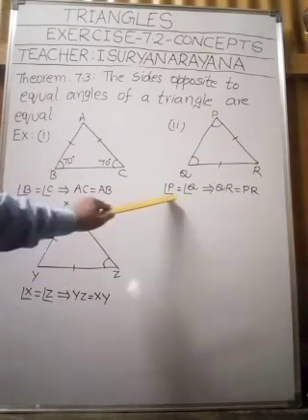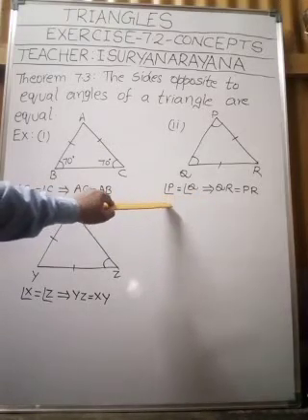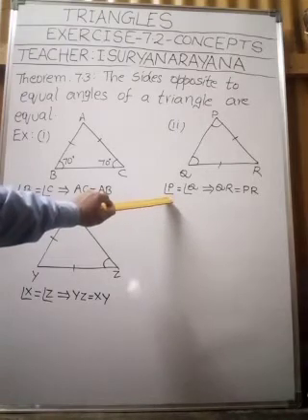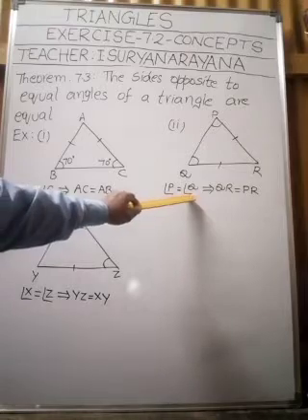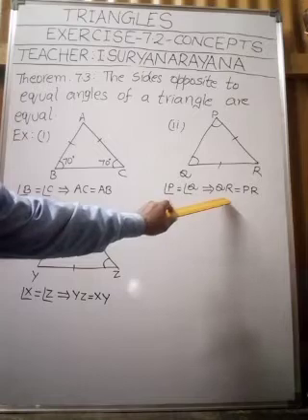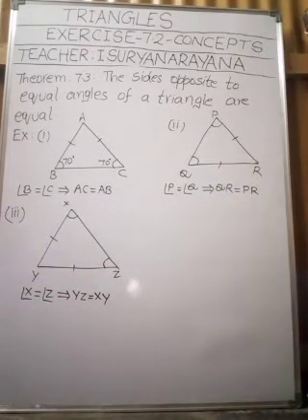Otherwise, angle P is equal to angle Q implies, how can you write with respect to sides? Here letter P is given. Which letters are missing? QR. So QR is equal to, here Q, letter Q is given. Which letters are missing? PR. So QR is equal to PR. We can write like this also. Okay, my children, is it clear?